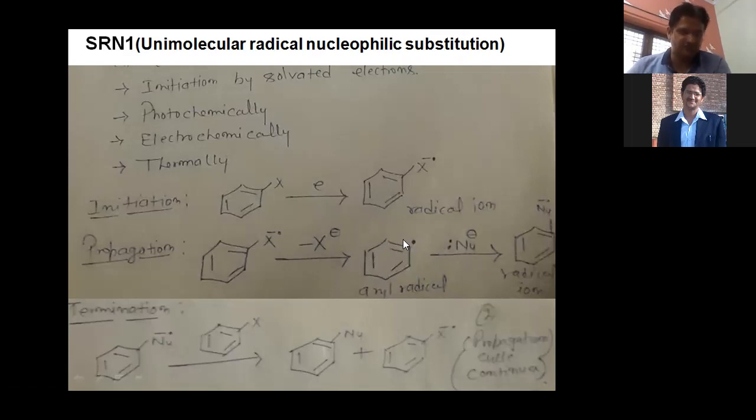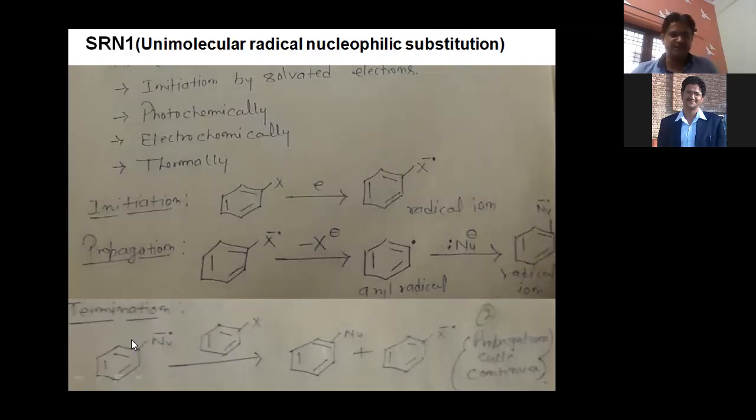Once the aryl radical forms, the nucleophile attacks at this part, and the unpaired electron comes onto Nu, because the negative charge converts into a sigma bond. Then only the unpaired electron is left on Nu. So this is a radical ion, and this is also a radical ion, with X here and Nu here.